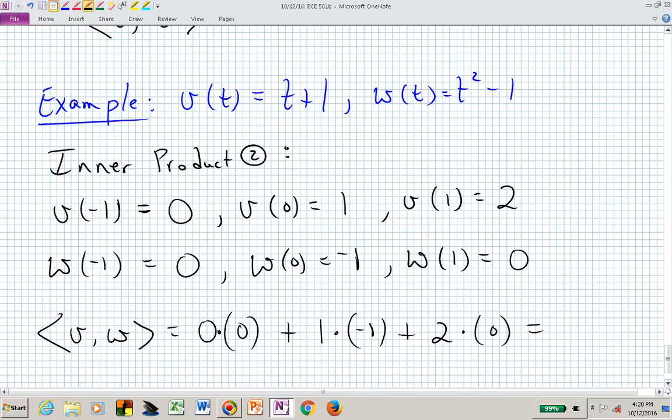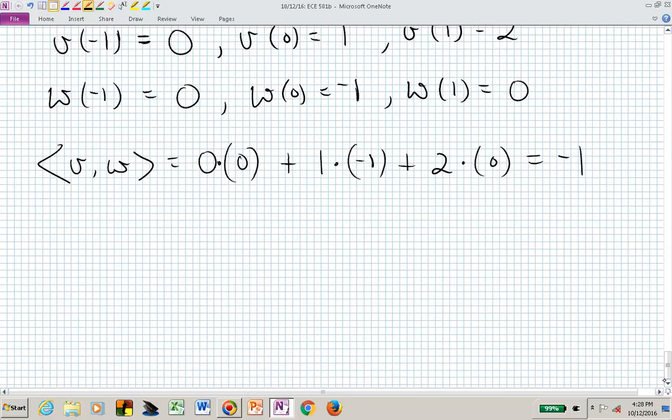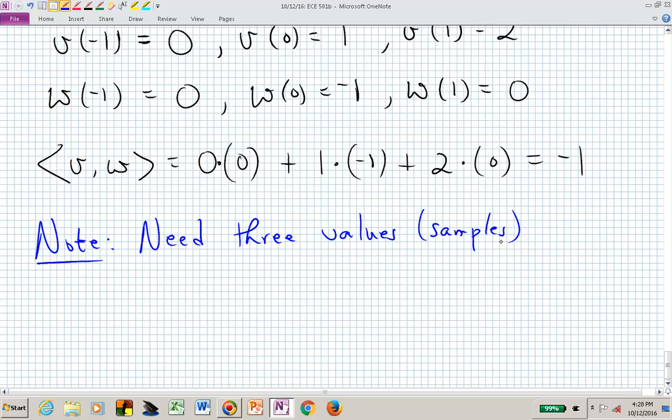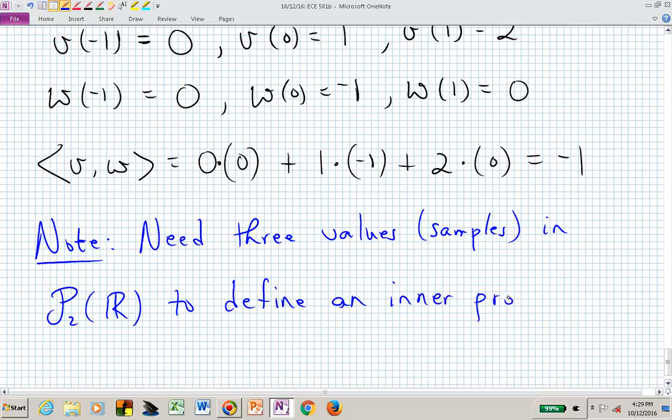And what's the inner product of the vector v with the vector w in the second order polynomial vector space? It's now minus 1. So we know the inner product doesn't have to be positive from this example. Now, what I said before, or tried to make a point of, was that we needed 3 values, or you could think of sampling that polynomial at 3 different points, in this second order real polynomial space to define a valid inner product.